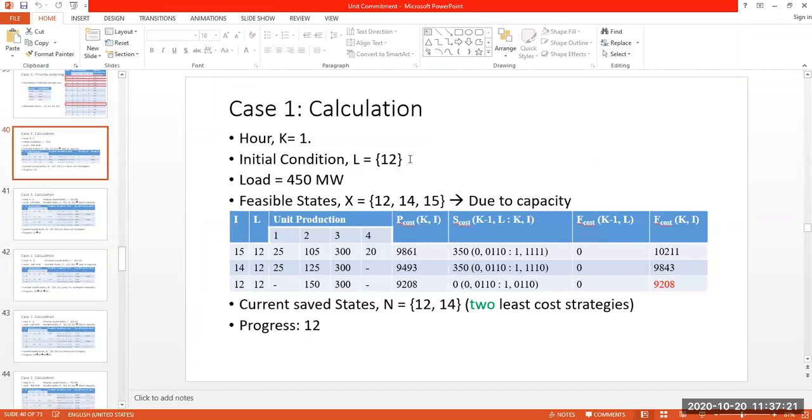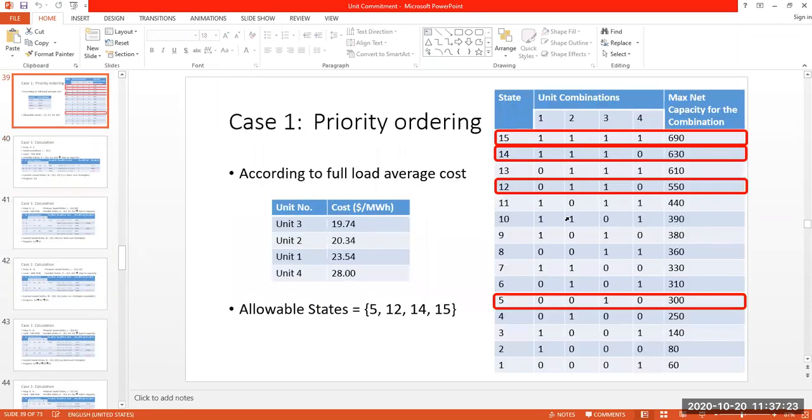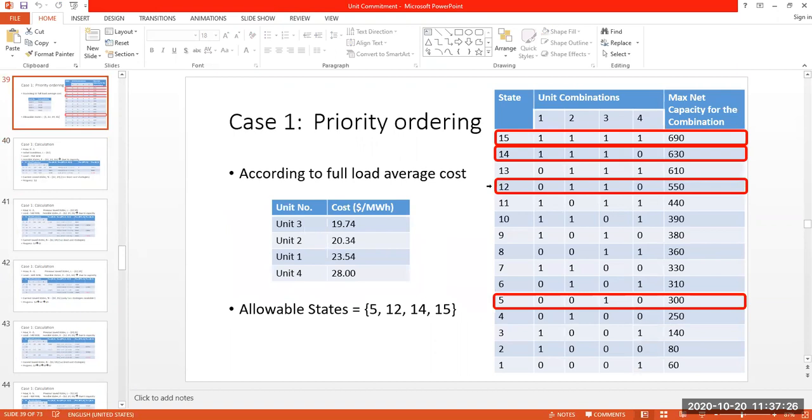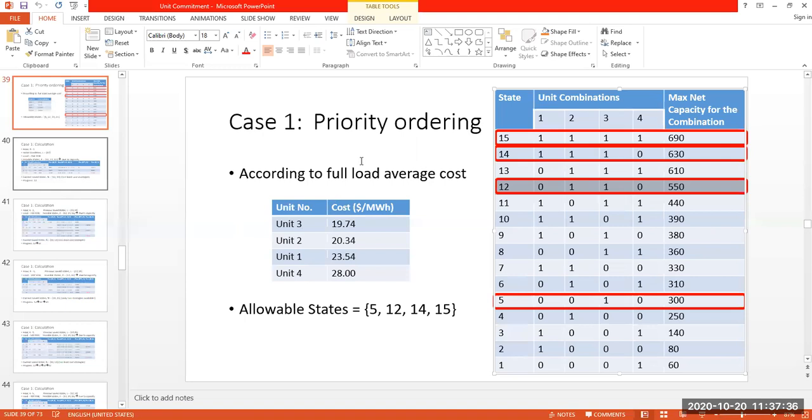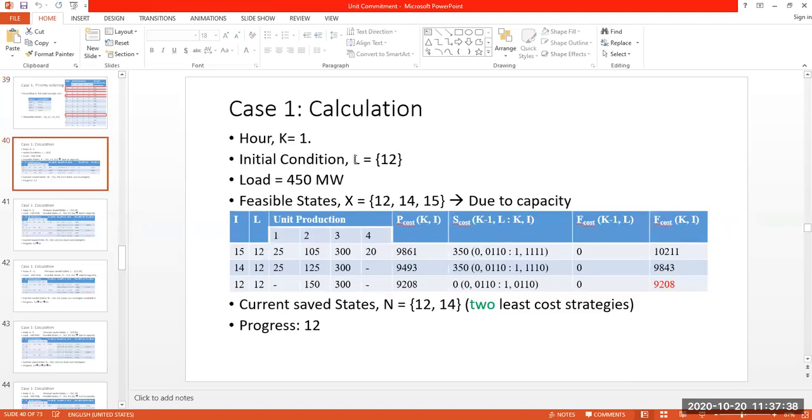So that 0, 1, 1, 0 is your state number 12 here. Okay, you see 0, 1, 1, 0. Unit 2 and unit 3 are turned on. So your initial status is state number 12, and to start with, that is your L value.